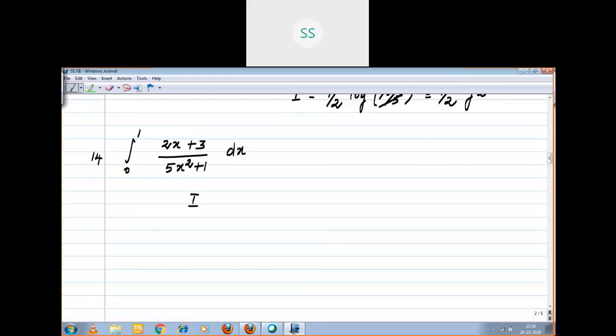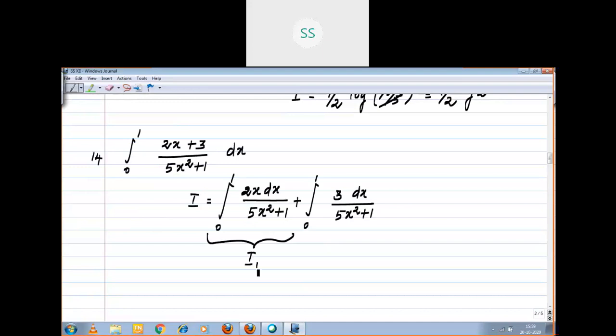The given integrand, I am going to write it as a sum of two integrals. First, integral 0 to 1 of 2x dx divided by 5x square plus 1, plus integral 0 to 1 of 3 dx divided by 5x square plus 1. The first one I am going to represent as I1, and the second one I am going to consider as I2.